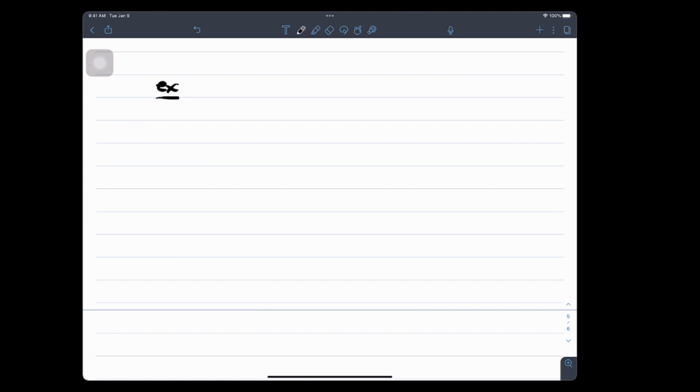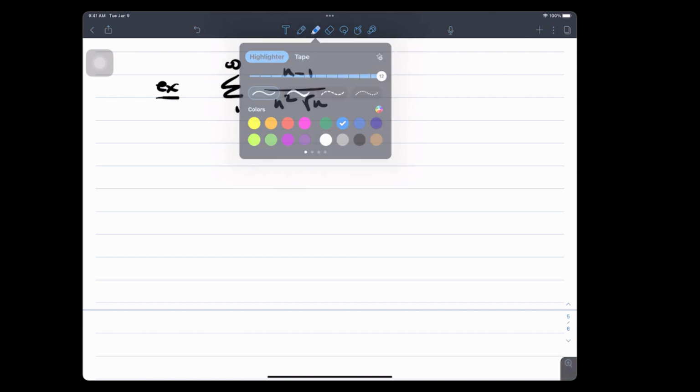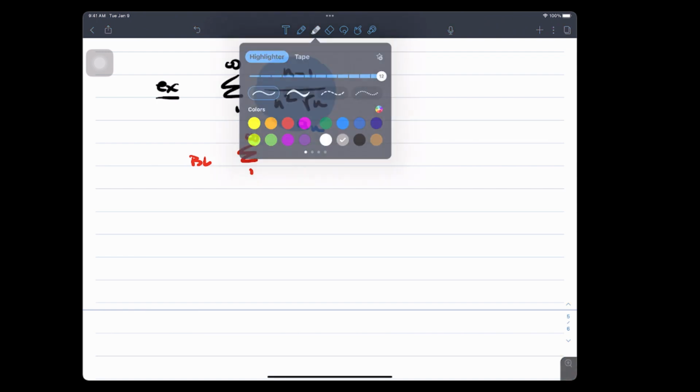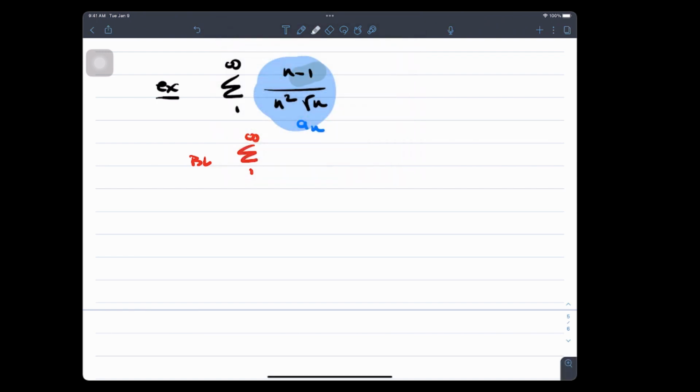Okay, compare that to something like this. This is n minus 1 over n squared square root of n. Okay? This is the a_n. Now, that series behaves like, you say, what do I do with that series? What do you guys think you do? You get rid of this, what? Get rid of the constants.